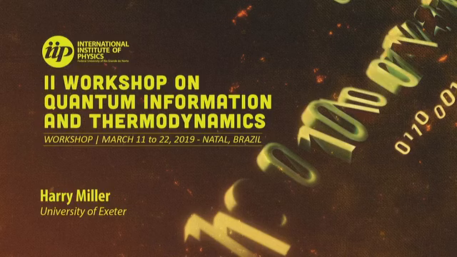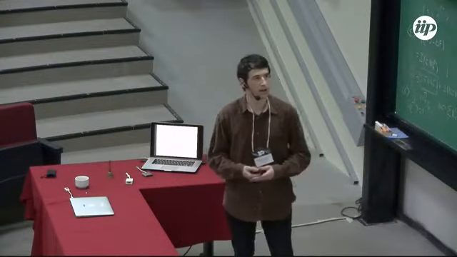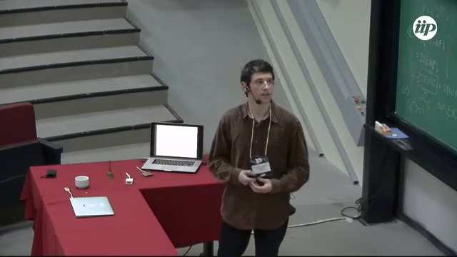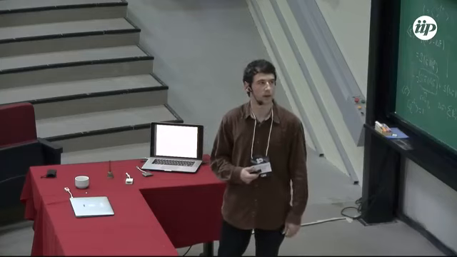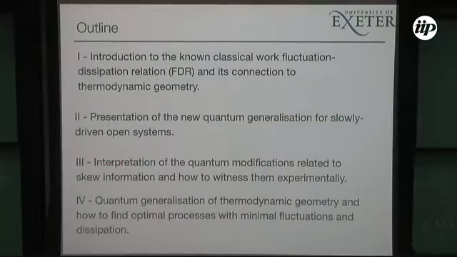So this is a standard result in stochastic thermodynamics that tells you if you have a slow process, the dissipated work will always be proportional to the fluctuations in work. And this is connected to what's known as thermodynamic geometry. So I'll give you a little overview of what this is.